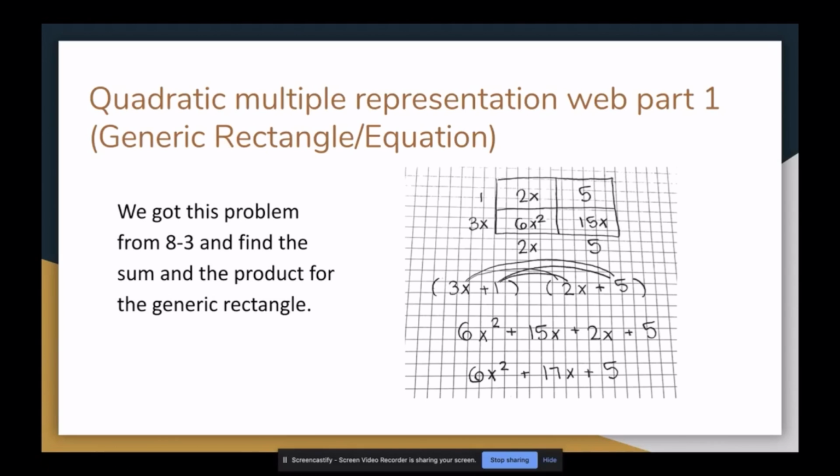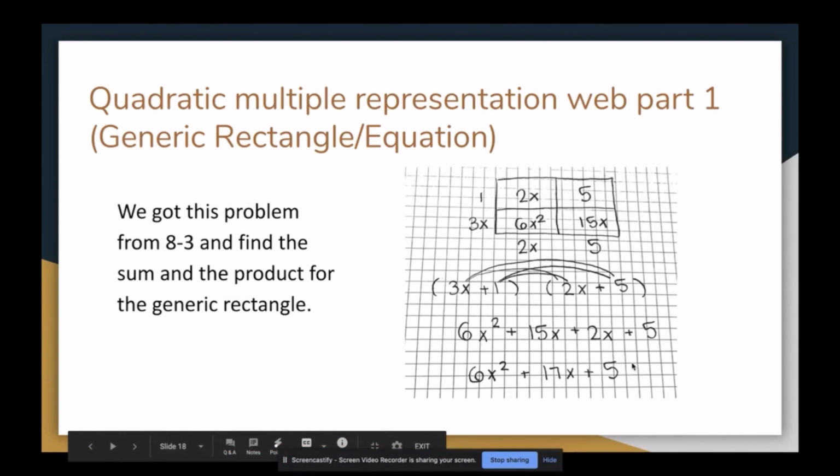And in the box in the right corner, we put 5, because 3x times 5 is 15x. And then for the top left box, we put 1, because 2x times 1 is 2x. And then we transferred it, so we just put addition signs in the middle and put it below. Then we FOILed to get 6x squared plus 15x plus 2x plus 5. And then 15x and 2x are like terms, so you add them, and then you get your final equation, 6x squared plus 17x plus 5.